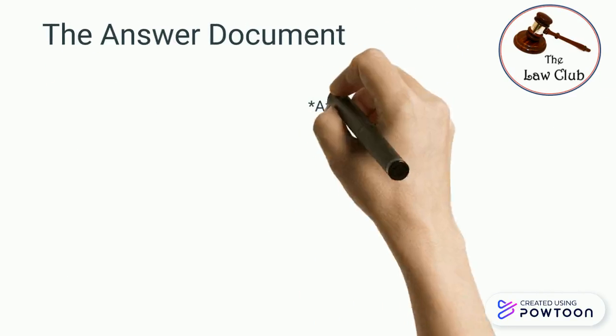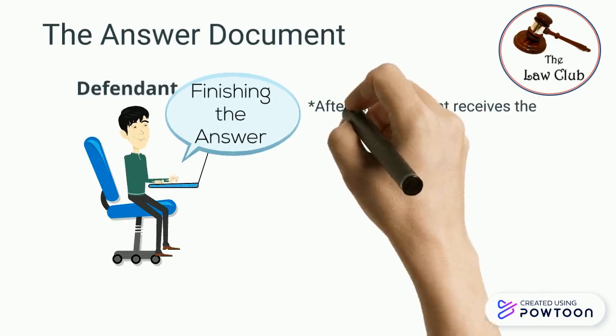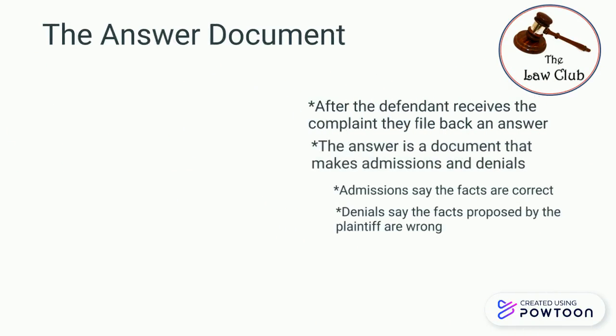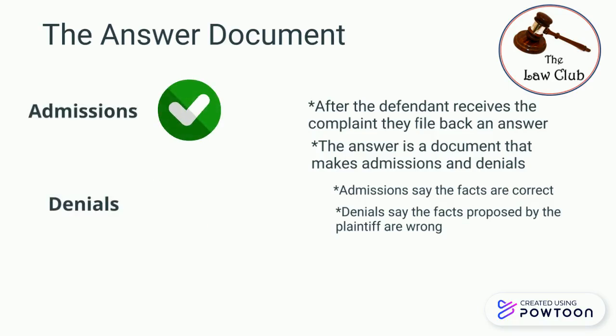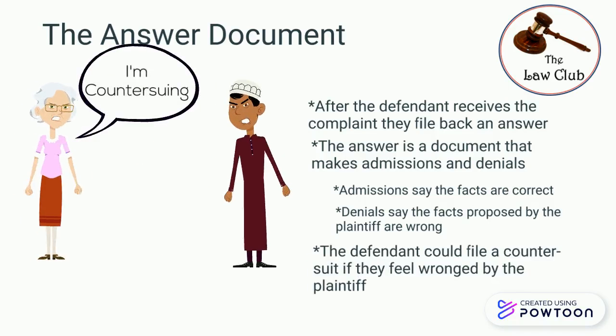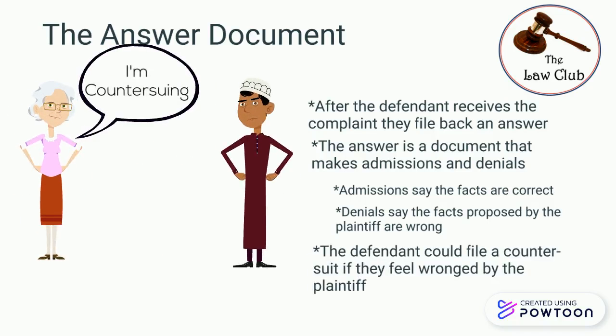After the defendant receives the complaint, they file back an answer. The answer is a document that makes admissions and denials. Admissions say the facts proposed by the plaintiff are correct. Denials say the facts proposed by the plaintiff are wrong. The defendant could file a countersuit if they feel wronged by the plaintiff, to which the plaintiff would have to reply.